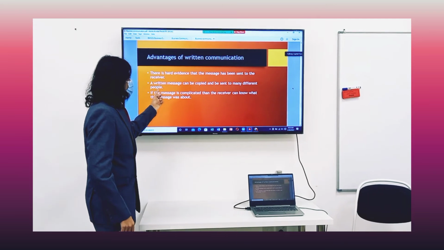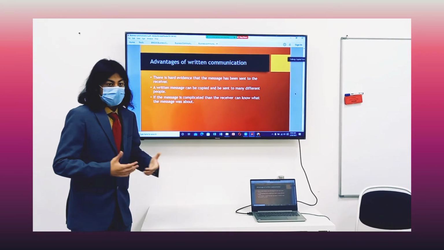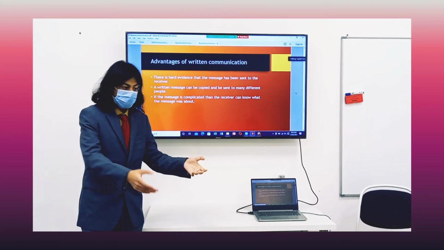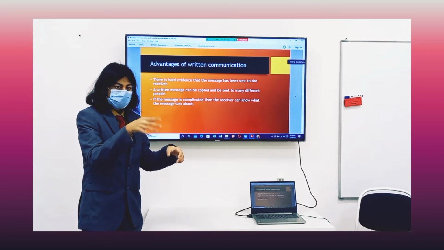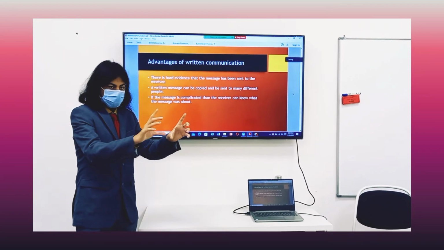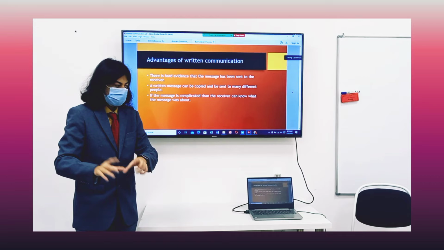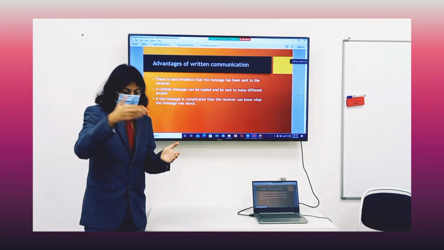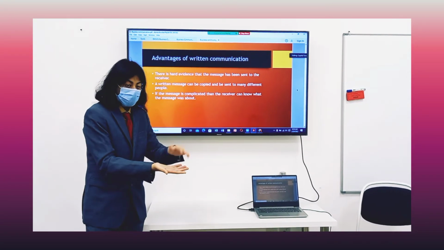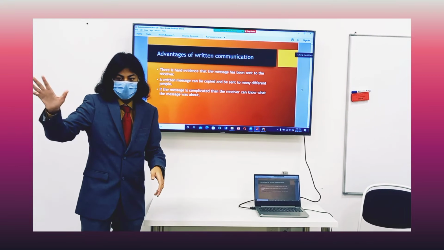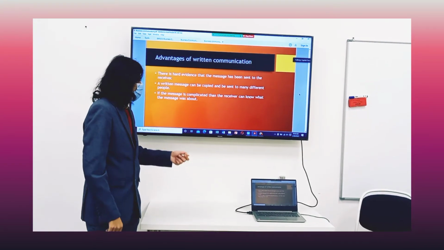A written message can be copied and sent to many people. Let's say in mail, you can send it to one person, BCC another person, and another person, and another person. So it can be copied and pasted to all the other people. Or if you have it on paper, you just photocopy it and give it to other people. It can be easily copied.